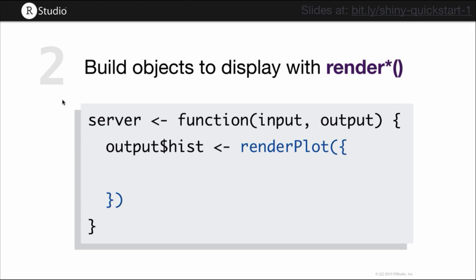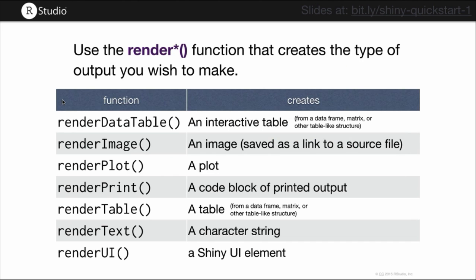The second rule for using the server function is what you save into output should be something built with a render function. So Shiny provides a third family of functions, and these are render functions. The render functions work together with the output functions to place an R object as HTML into your Shiny web page. Just like the output functions, there are different render functions for rendering different types of output. For example, we have renderPlot, renderTable, renderText. In many cases, there's a direct analog between a render function and an output function, like renderPlot and plotOutput.